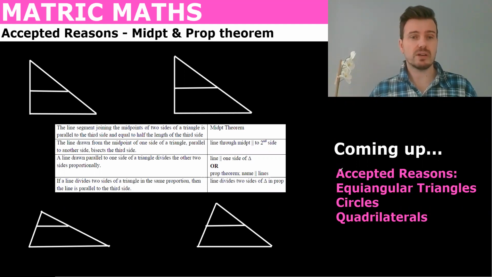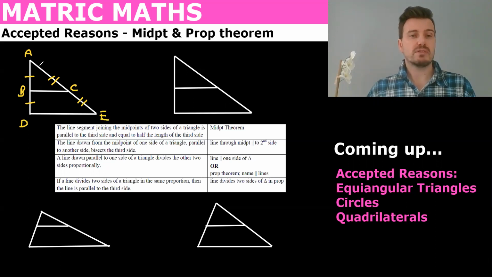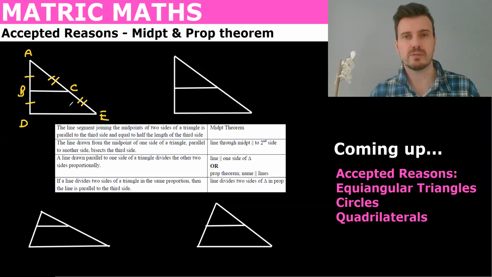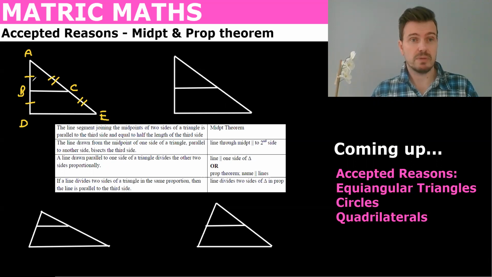So let's say that we are given, and we're going to look at the midpoint theorem, that this would be a triangle ABC, and the bigger triangle is ADE. And so we were given that AB equals BD and AC equals CE. So if you saw this, you need to recognize this as a midpoint theorem. It's the midpoints of the two sides being cut.